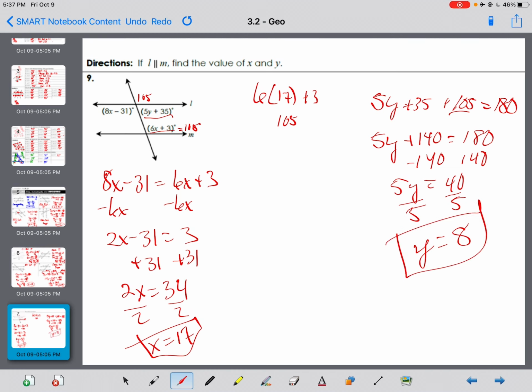And y equals 8. Now we should probably check that just to make sure. 8 times 5 is 40, plus 35 is a 75. And 75 and 105 makes 180, a linear pair. So we're good to go. So that's how you do it with algebra. Instead of it just being all degrees, they put some variables in there that you have to solve for to figure out what the degree actually is.